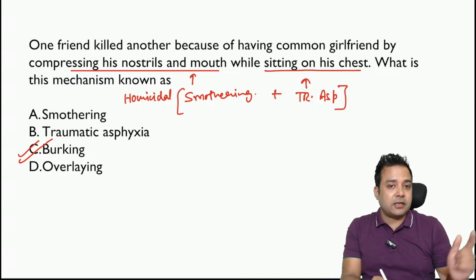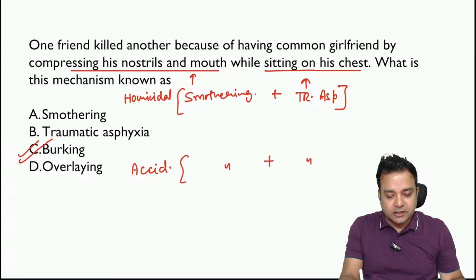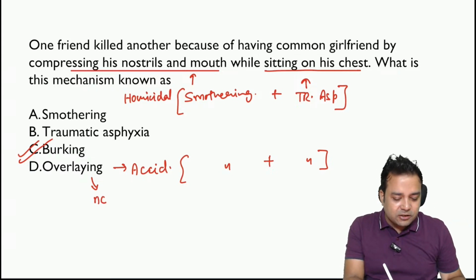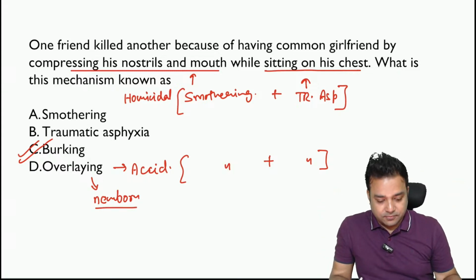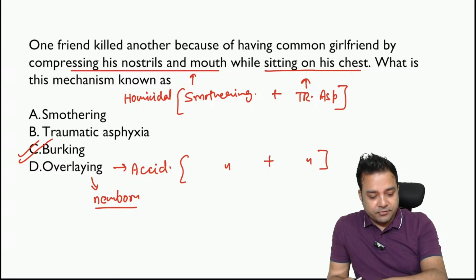Overlaying will be the answer if the mechanism is accidental. Same mechanism: smothering plus traumatic asphyxia. But mainly seen in which cases? Not the general population. It can mainly be seen in newborn cases, where the parents were heavy weight, quintal parents. I hope it is very, very clear.